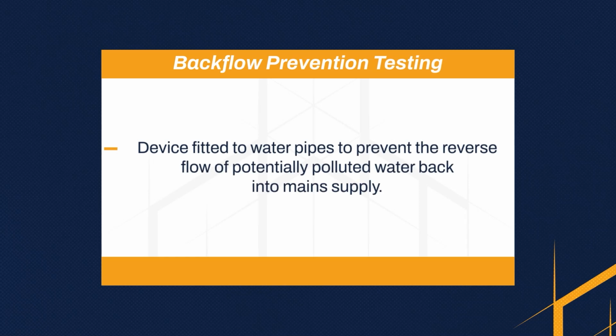Backflow prevention testing. Backflow prevention devices are fitted to water pipes to prevent the reverse flow of potentially polluted water from a property back into the main supply. Some devices require testing by a licensed company. The local council will outline how often your backflow devices must be tested, usually yearly.